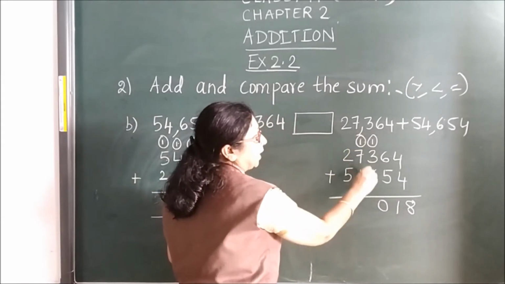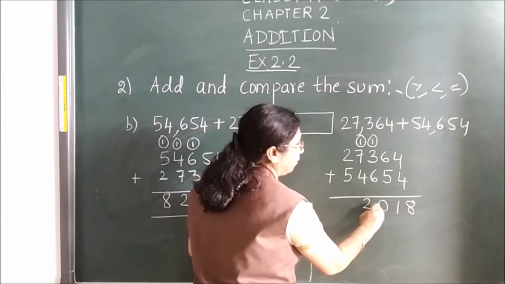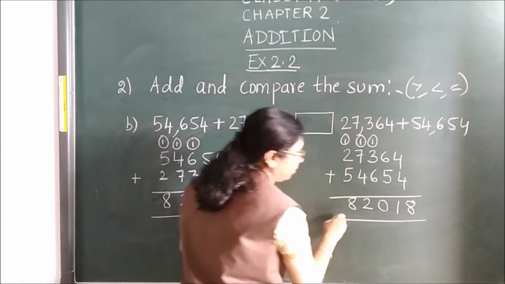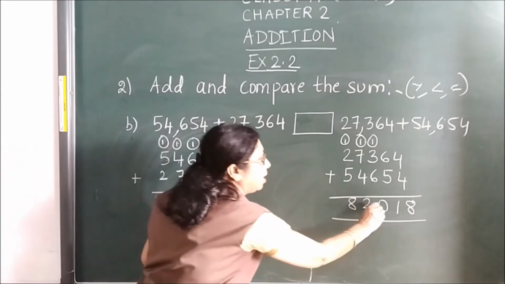8. 7 plus 1, 8. 8 plus 4, 12. 5 plus 2, 7. 7 plus 1, 8. So in this way you have written the addition.